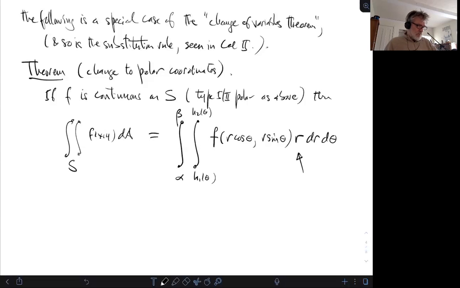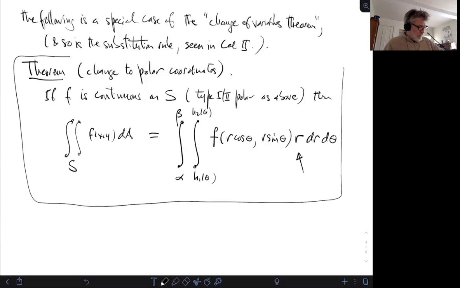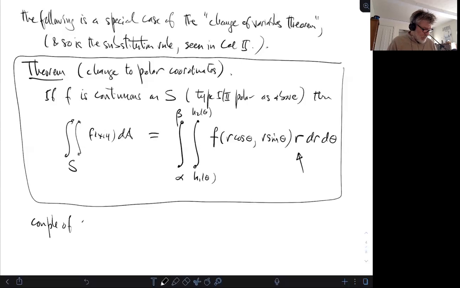Okay, so this is how you can compute an integral if you have a relatively good description of the region S in polar coordinates. Now, this doesn't mean that you have to use polar coordinates. It might not be the right way, but sometimes it's the only way. So now I'm just going to make a couple of quick remarks about the r, and then I'll show you how to use it.